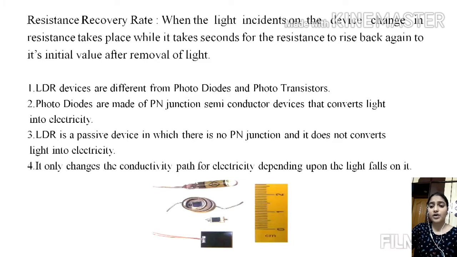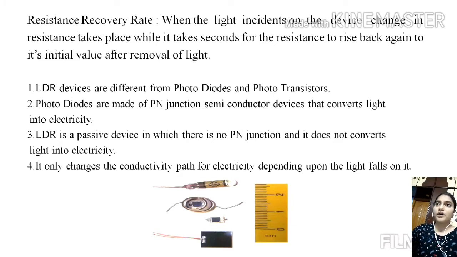These LDR devices are less sensitive compared to photodiodes and phototransistors. As I told you, LDRs are also called photocells. These are different from photodiodes and phototransistors. What's the difference? Let's take the photodiode. It is a p-n junction semiconductor device that converts light to electricity. While coming to LDR, our device, it is a passive device. There is no p-n junction in this device, and it also does not convert light into electricity. It just changes the conductivity path for electricity, depending on the light that falls on it.